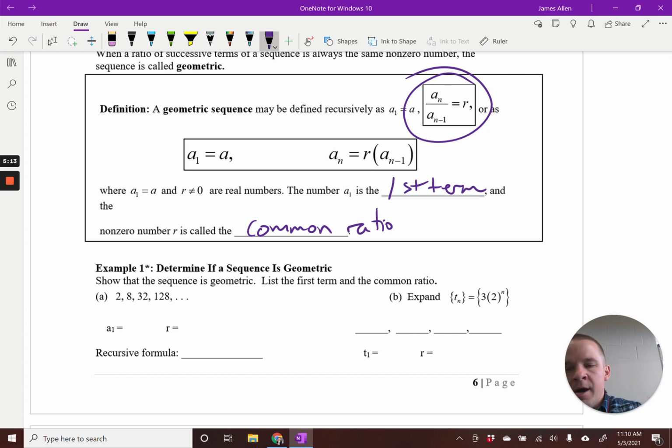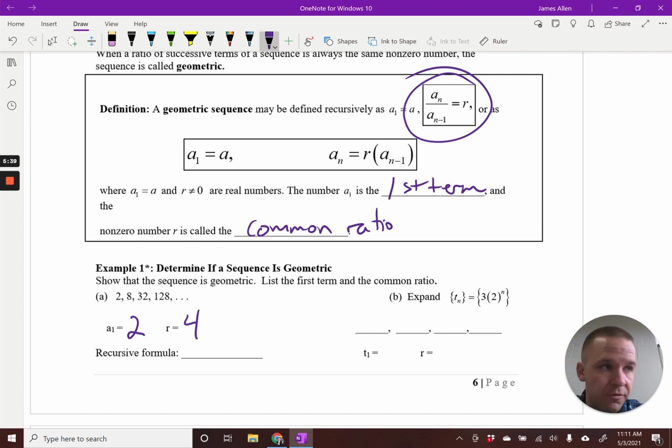Okay. So my first term is 2. Common ratio, I can take any one of those numbers. I'll do 8 divided by the previous. That's 8 divided by 2, which gives me 4. My common ratio is 4. 32 divided by 8 is 4. 128 divided by 32, that's 4, right? So that's my common ratio.